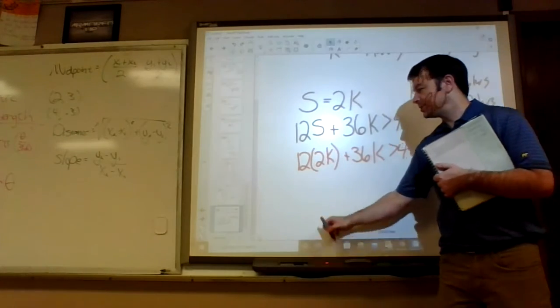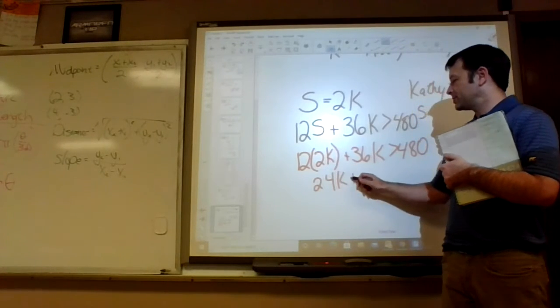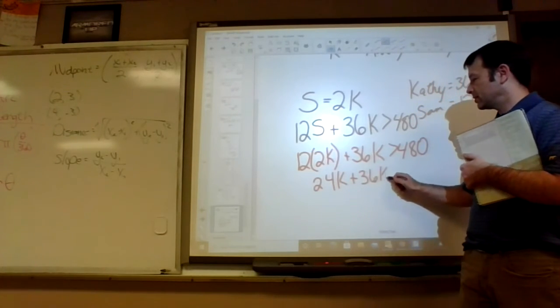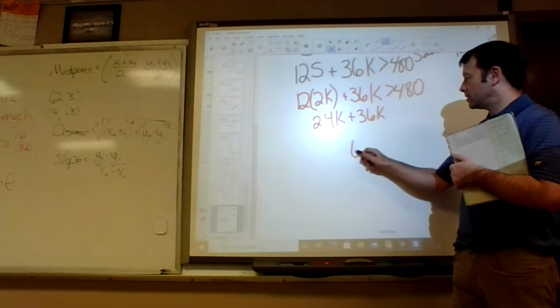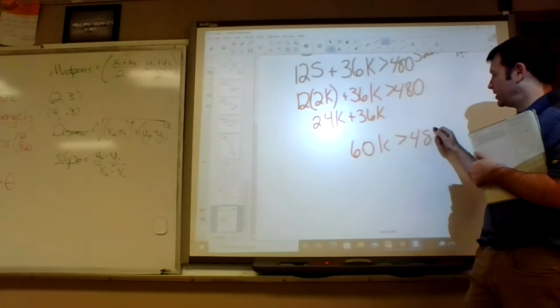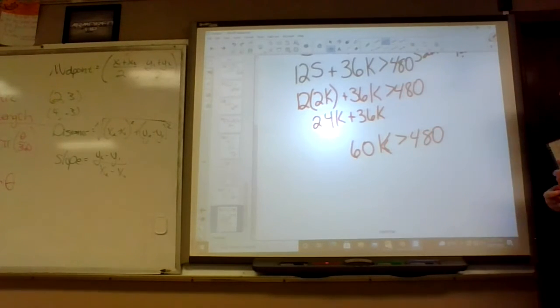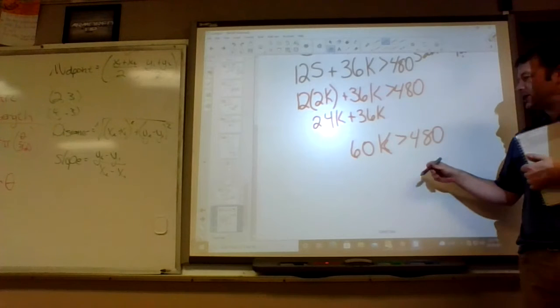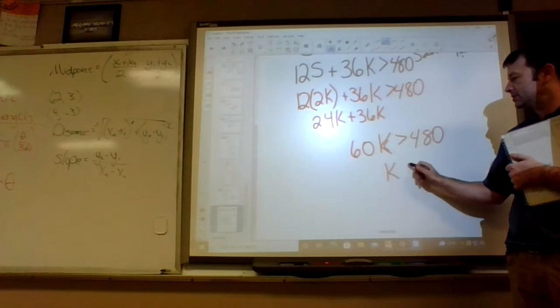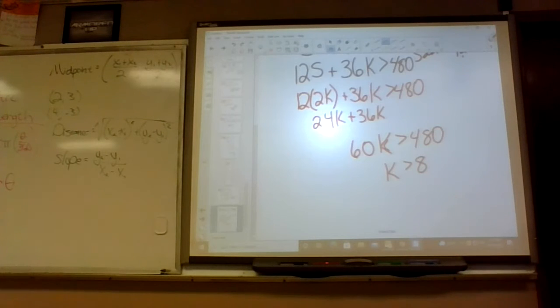What's 12 times 2K? 24K. What's 24K plus 36K? 60K. So 60K has to be greater than 480. How do I solve for K? 480 divided by 60 is 8. What does K greater than 8 mean on this problem?